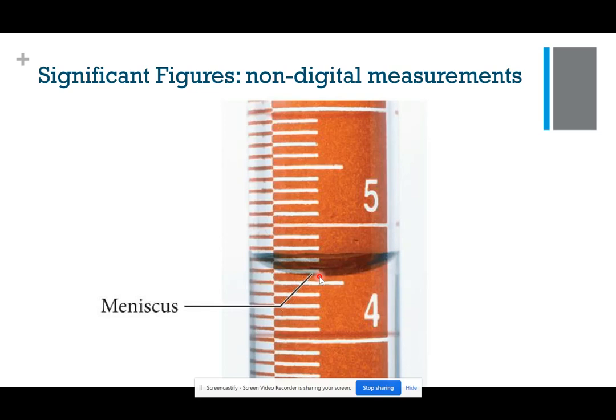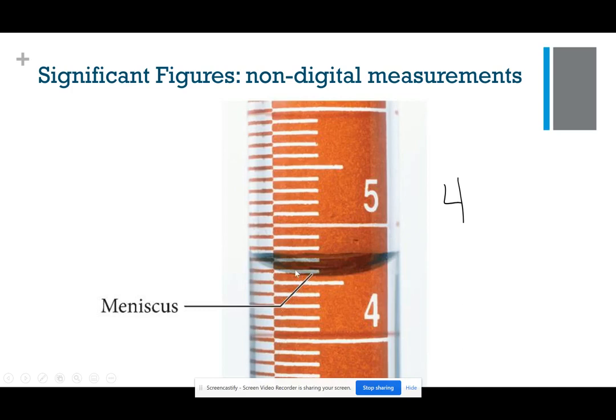So there's at least 4 milliliters of water. I know that without a shadow of a doubt. The instrument tells me that. So I'm going to go ahead and write that down. So there's at least 4. Okay. Between the 4 and the 5 are these little tick marks.